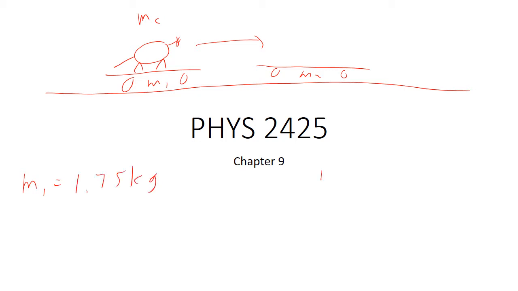We're going to say that cart 1 has a mass of 1.75 kilograms. We're going to say that mass 2, the second cart, is 2.5 kilograms. And let's say that the cat is a hefty 3.50 kilograms. Okay, so the cat jumps from one cart. We're going to start with the cart on the left here. So the cat is on this cart and jumps.